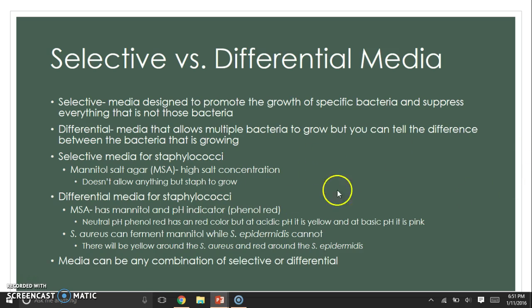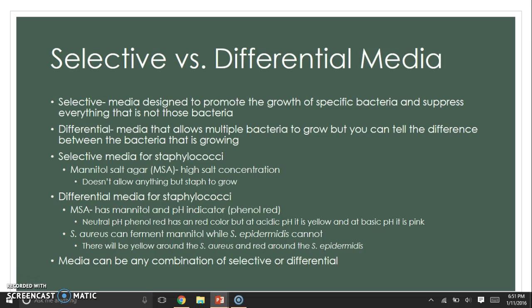But then what we also didn't tell you is that when it's basic, it's pink. Okay, so neutral pH phenol red has a red color, but at acidic pH it's yellow, and at basic pH it's pink. Staphylococcus aureus can ferment mannitol, while Staphylococcus epidermidis cannot.